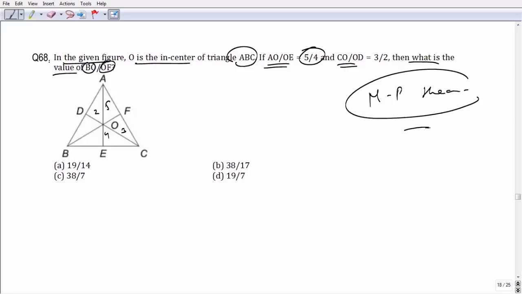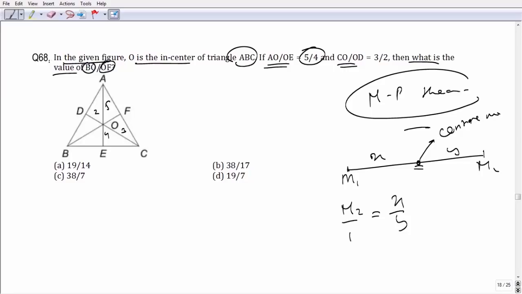Now, this is a simple application of the mass theorem that we use in physics, which says that about the center of mass. If we assume this to be the center of mass, then this center of mass is dividing the distance between the two masses, let's say m1 and m2, in the ratio x is to y, where x by y is always equal to m2 by m1. That means the bigger the mass, the smaller will be the distance from it, and the smaller the mass, the bigger will be the distance with respect to the center of mass.